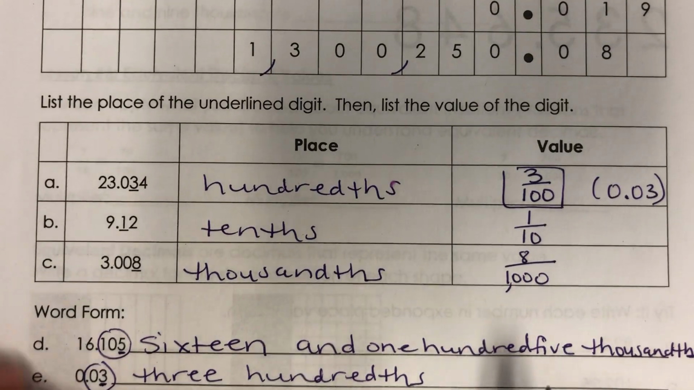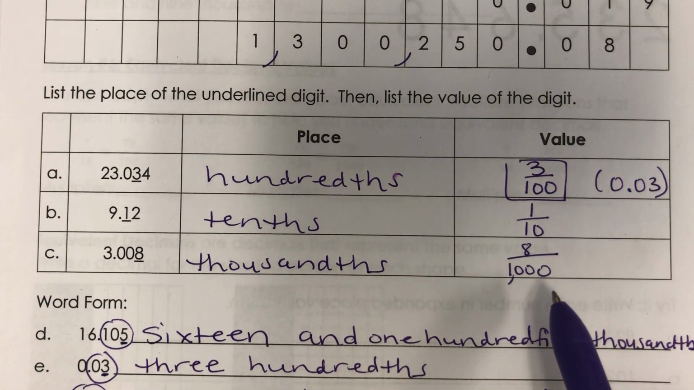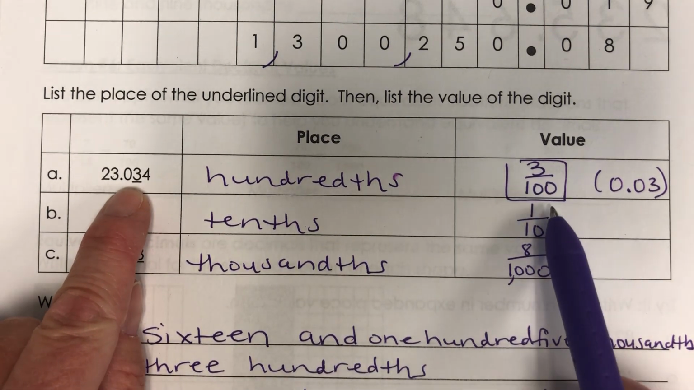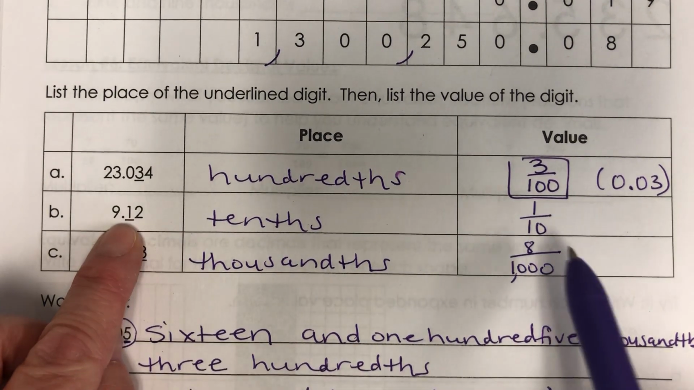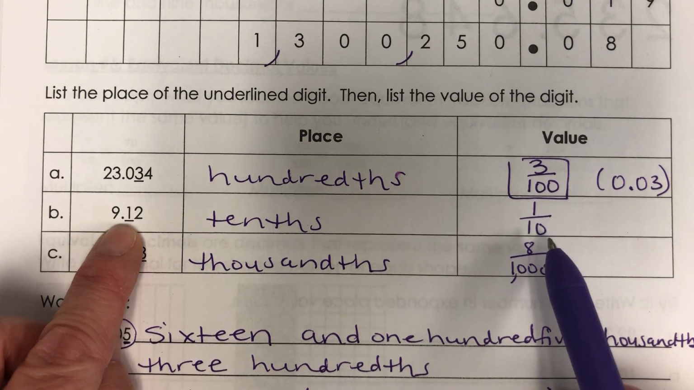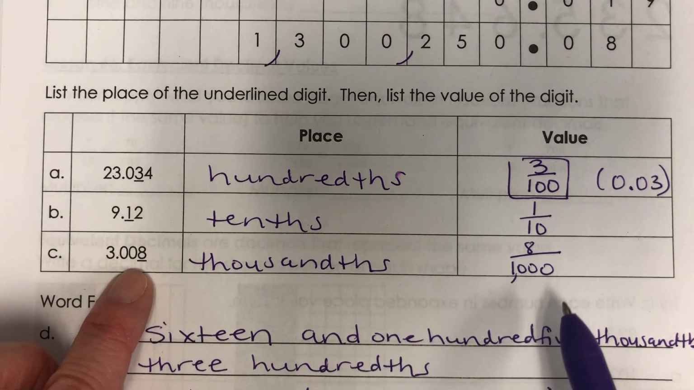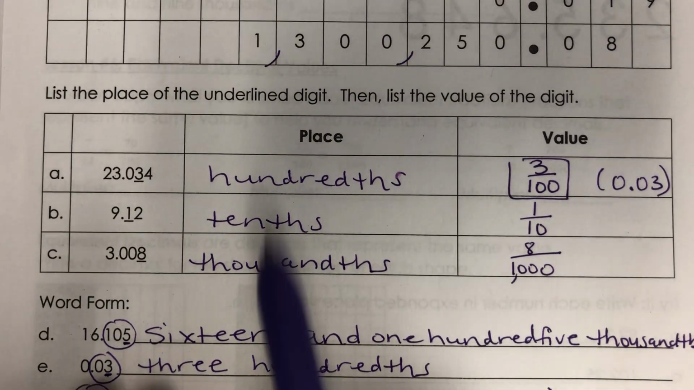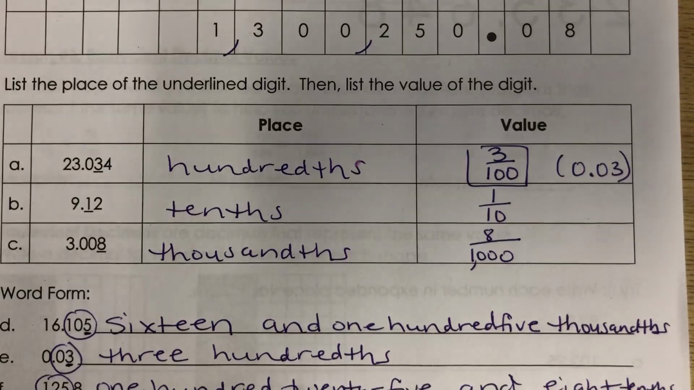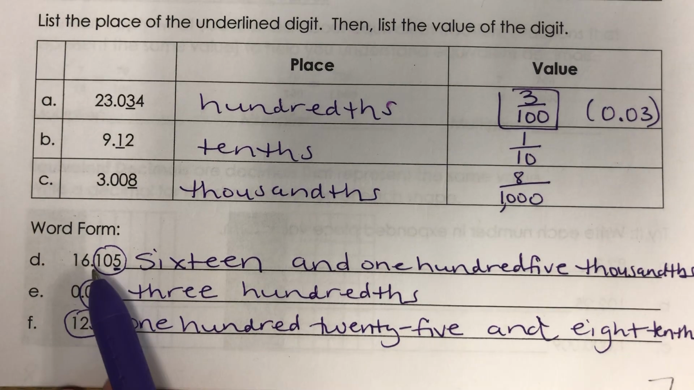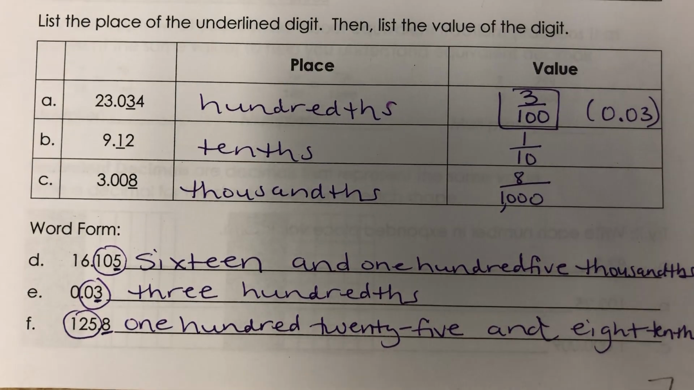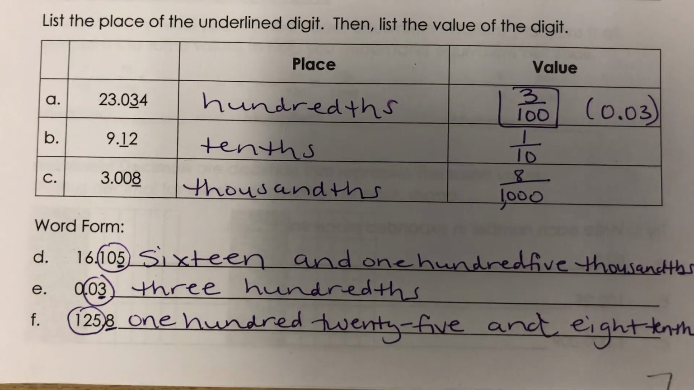Then we learned when we're figuring out the value, we're going to give a fractional value for that. So if the 3 is in the hundredths place, it's worth 3/100ths. If the 1 is in the tenths place, it's worth 1/10. If the 8 is in the thousandths place, it's worth 8 thousandths. And again, if you can say it, you can write it. Just remember, whenever you see that decimal point, you replace it with the word and.